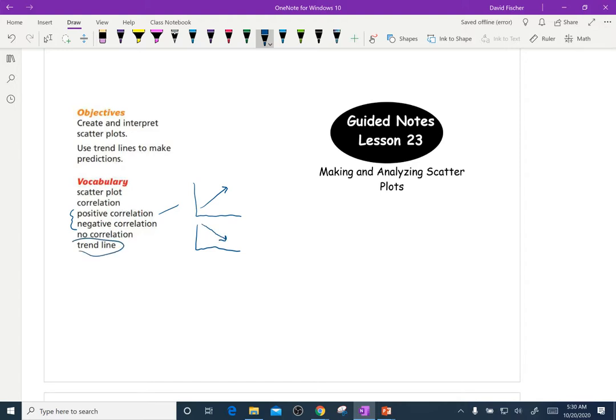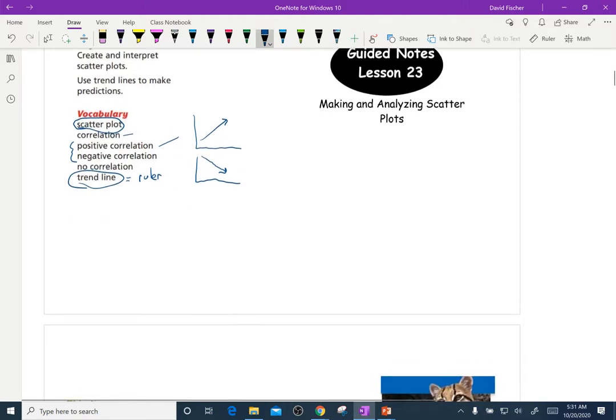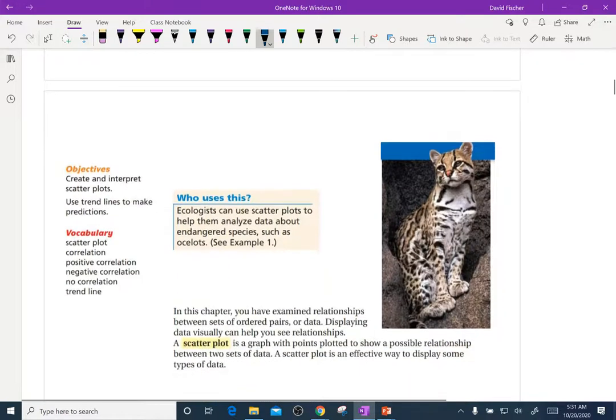We're going to draw a trend line today. So you need a ruler. And you're going to need a ruler for many, many days after this next test. So if you don't have one, get one. Scatter plot is just that. It's a bunch of scattered dots that we kind of look for a pattern in. And when we see a pattern, we call that a correlation. So we got lots of new vocabulary here today. All right, so here we go.